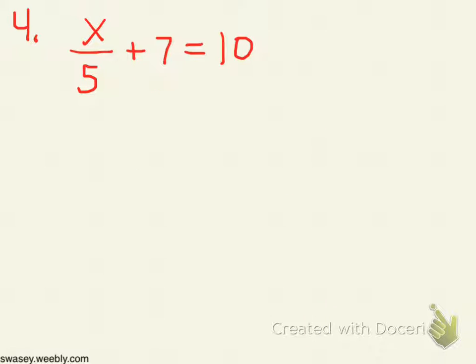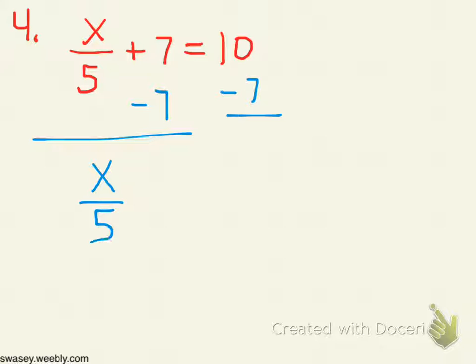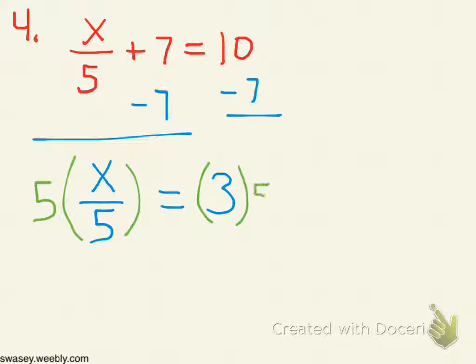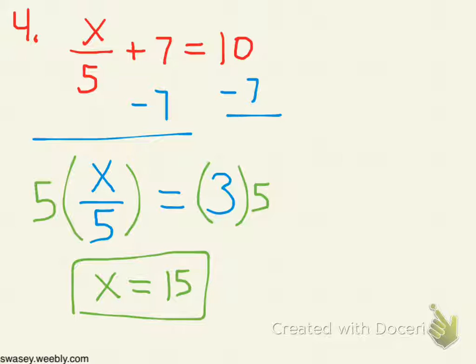To get rid of the plus 7, we'll subtract 7 from each side. Again, getting rid of addition or subtraction first, and then we'll get rid of multiplication or division. Now this time we have x over 5, or x divided by 5. To get rid of division, we'll multiply. So multiply both sides by 5, and we have x equal to 15. Again, you have the option to check.